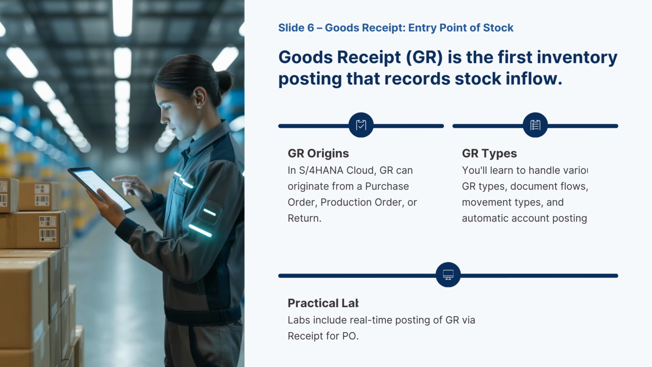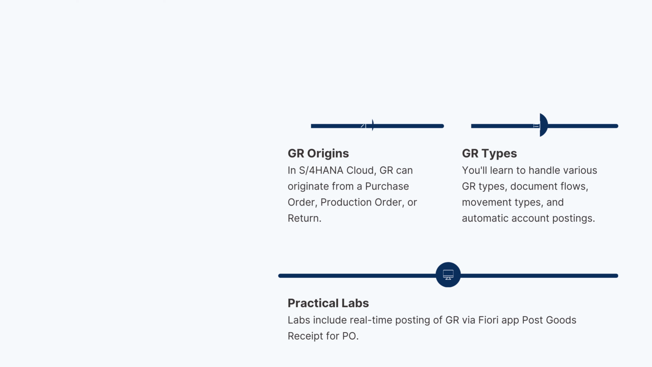Goods receipt, entry point of stock. We'll begin with goods receipts, which mark the entry of materials into the system. You'll learn to post GRs from purchase orders, production orders, and customer returns using Fiori apps. We'll explore document types, movement types like 101 or 122, stock impact, and the resulting financial entries. Hands-on exercises will help you master each posting step.